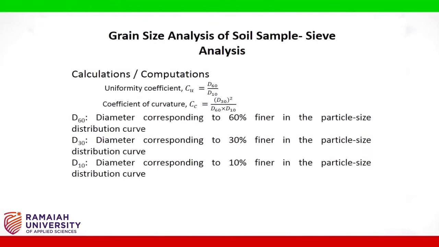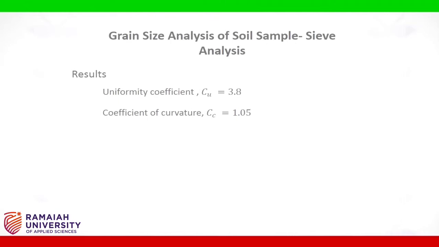Uniformity coefficient Cu is equal to D60 by D10 and coefficient of curvature Cc is equal to D30 square by D60 into D10, where D60 is the diameter corresponding to 60% finer in the particle size distribution curve, D30 is the diameter corresponding to 30% finer, and D10 is the diameter corresponding to 10% finer in the particle size distribution curve. The results obtained are coefficient of uniformity Cu is equal to 3.8, coefficient of curvature Cc is equal to 1.05.